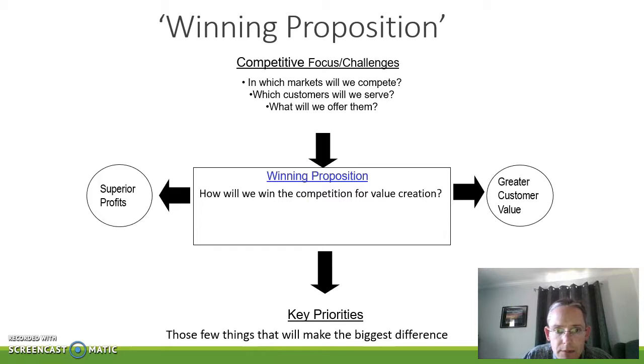We define our customer focus and challenges that are listed there. We look at the proposition and define actually what we're going to do that's going to help us win that competition for value creation, making sure that it's going to create customer value, and we list out how that's going to happen and how it's going to produce superior profits. Once we know that's true, we go down to the key priorities and ask, what are the things that are going to make the biggest difference?